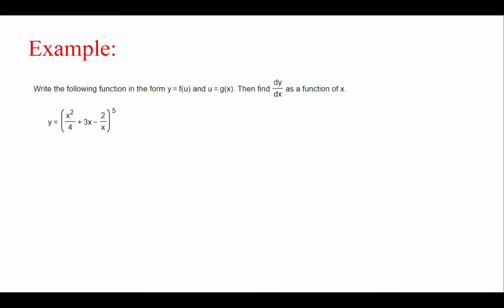Let's look at another problem. Look at here, it looks very complicated, but actually it is not. For finding the derivative, we can always replace whatever comes inside the parentheses with u. So u is x squared over 4 plus 3x minus 2 over x, and you know u is that value, so y would be u to the power of whatever power you have here, which is 5.